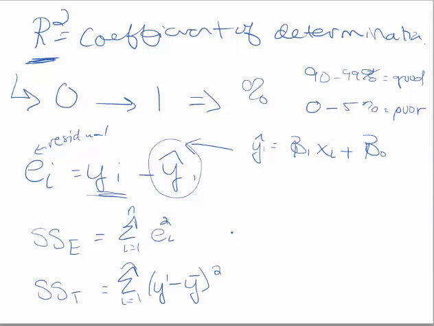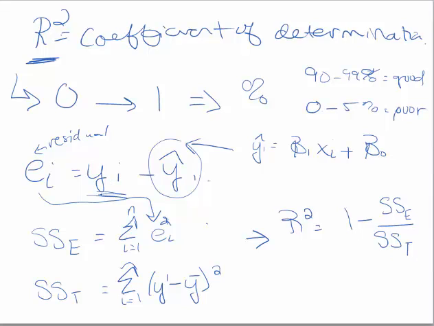And so using these 3 equations together, because you can see how this plugs in nicely here, we get an equation for R-squared equal to 1 minus the sum of squared errors over the sum of total squares.